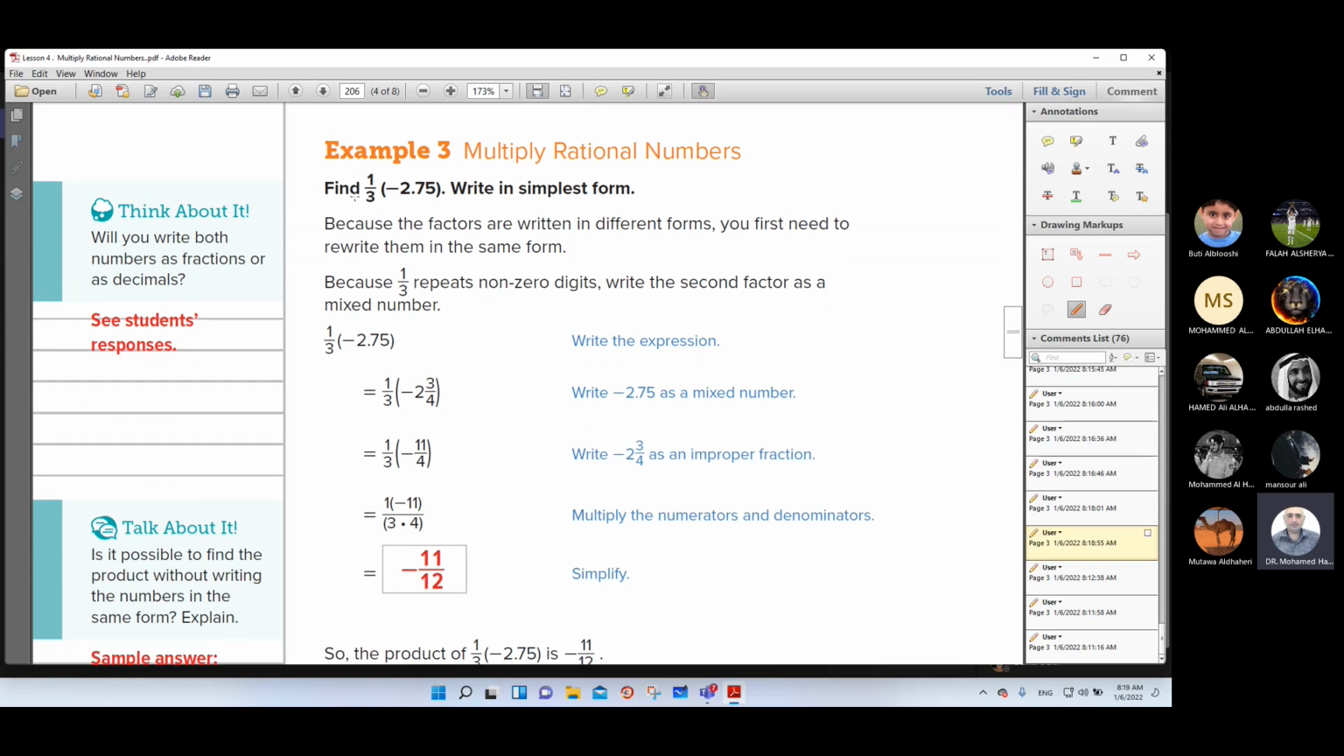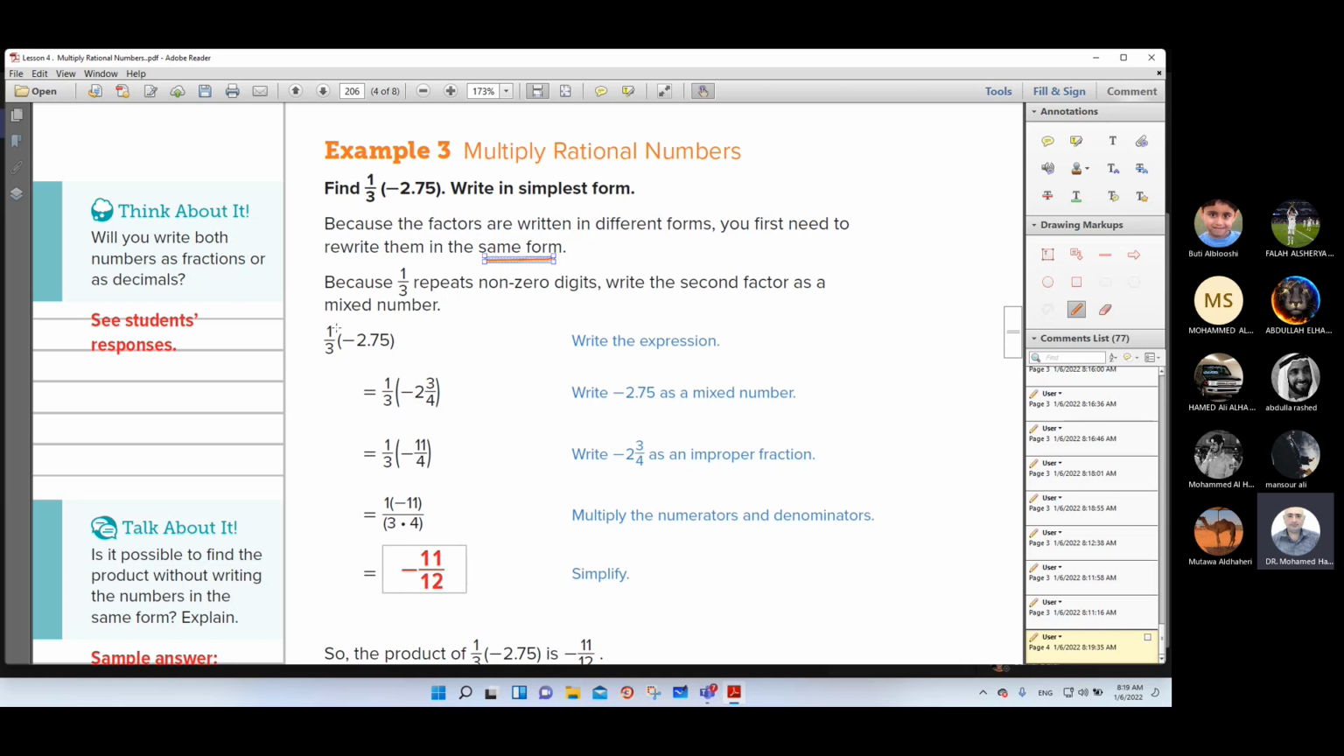In this example, as you see, find 1 over 3 multiplied by negative 2.75, write the answer in simplest form. As you see here, you have a fraction multiplied by a decimal. Because the factors are written in different forms, you first need to rewrite them in the same form. So you cannot multiply directly. You must change the different forms to the same form. You can change the decimal to the fraction, but don't try to change the fraction to the decimal. Why? Because this is a fraction with a repeating decimal.